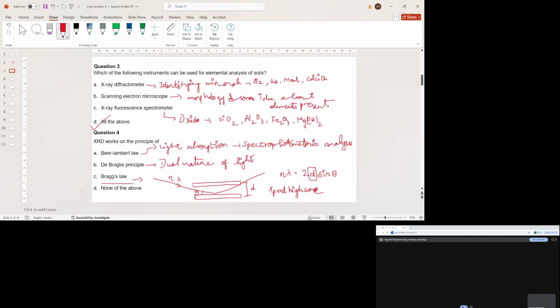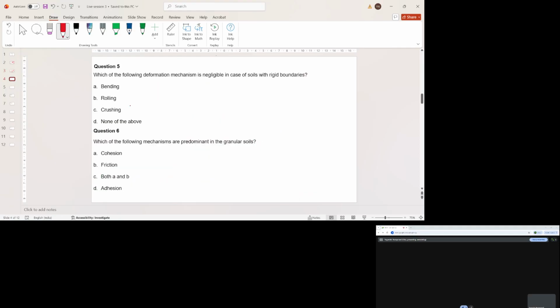So XRD works on the principle of Bragg's law. So the right option is option C. Right. So coming to the next part, next question.